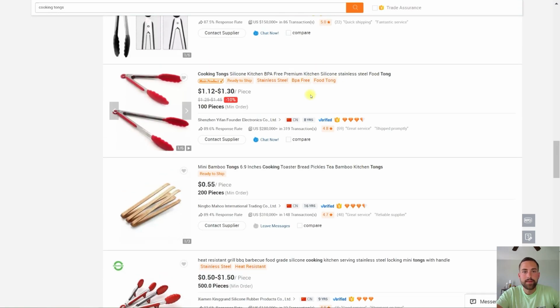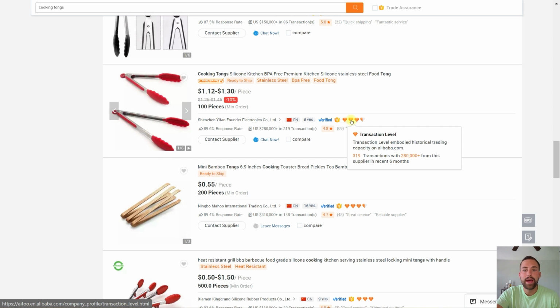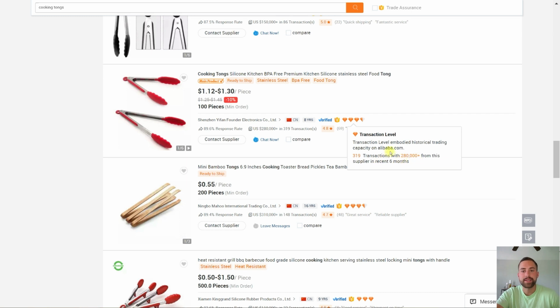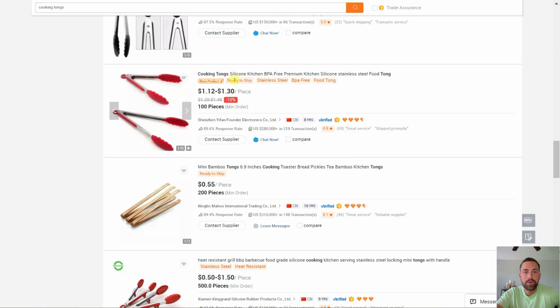All right, here's one that I can already tell just by looking at it, this is definitely the one manufacturer I want to work with. China, 8 years, they're verified, and they have 3.5 diamonds for their transactions. So they have 319 transactions with 280,000 plus products from the supplier in the last 6 months. That's awesome. So we'll click this listing.